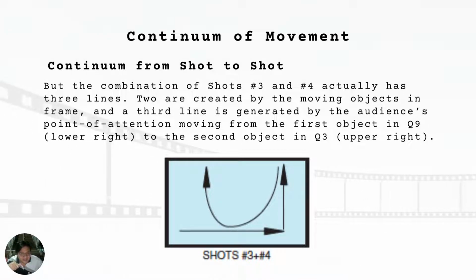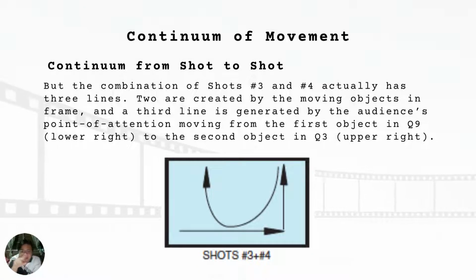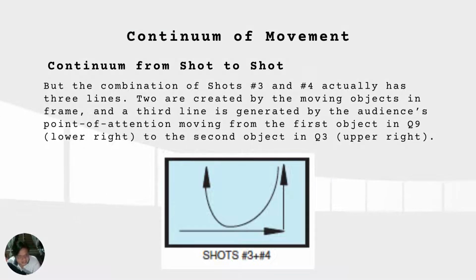Diba? Etong eye movement nito is generated, the audience pays attention, moving up first the object in quadrant 9 to the second object in quadrant 3 in the upper right. Tapos saka movement. So imagine, for affinity, you only have one movement. But when you do contrast of movement, di ba, even with just two movements, you create three movements in the audience's eyes. Left, up, and then you follow the curve.